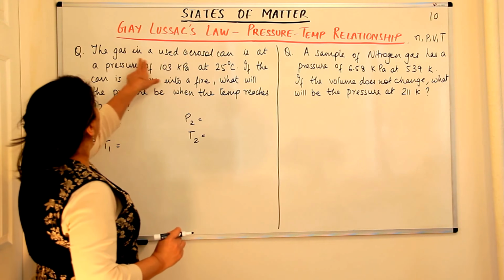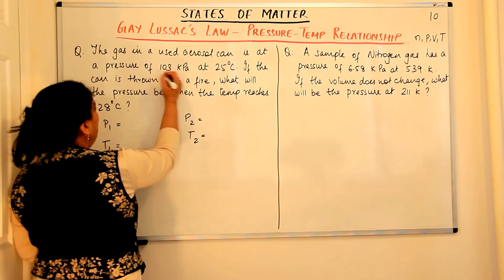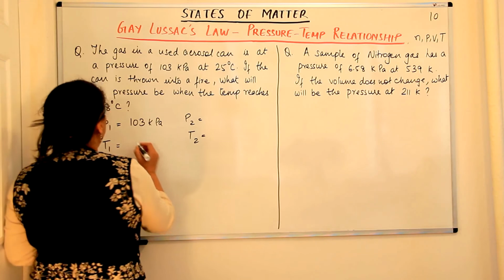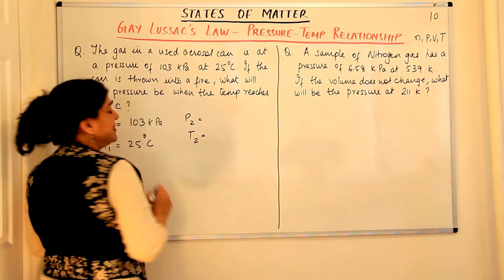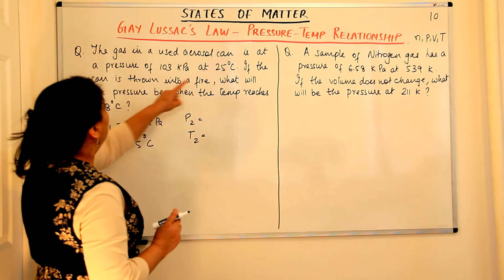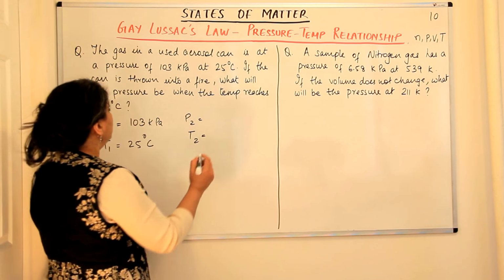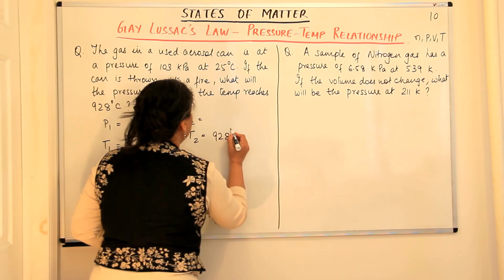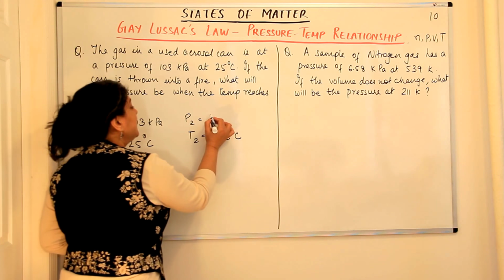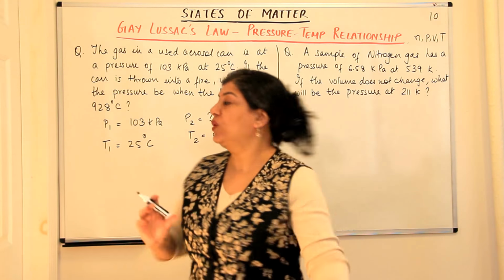The gas in a used aerosol can is at a pressure of 103 kilopascals. It means P1 is 103 kilopascals, right? And a temperature of 25 degrees Celsius. We have the temperature in Celsius, we'll have to convert it to Kelvin. If the can is thrown into a fire, what will be the pressure when the temperature reaches 928 degrees Celsius? It means both the temperatures have to be converted to Kelvin scale and it is P2 that we are looking for. Before we come to the formula, let us first convert the units.